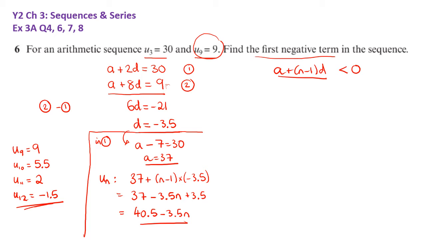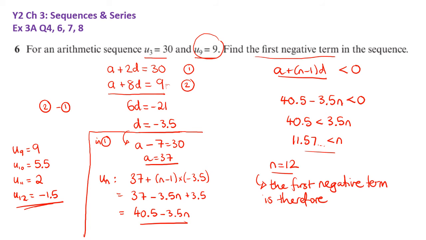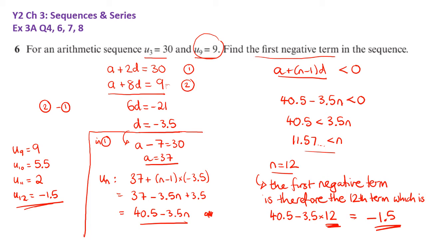We want the first negative term, so when 40.5 minus 3.5n is less than 0, and then we solve that. We get n is greater than 11.57, and then n must be a whole number, so we're looking at when n equals 12. We then plug that into our rule for the nth term to find what that negative term is. And of course we get the same answer. So clearly this first method here, because we've only got a few more terms to go, is our most efficient.